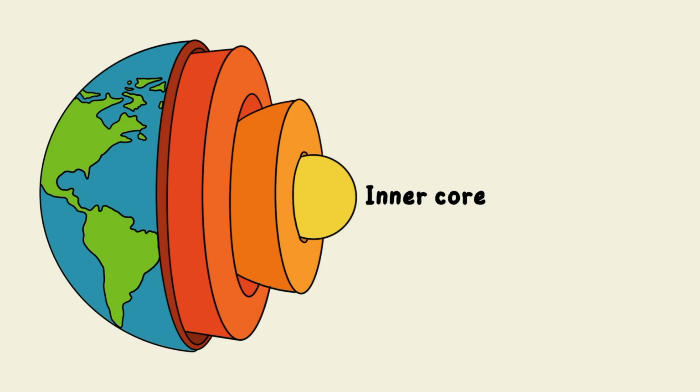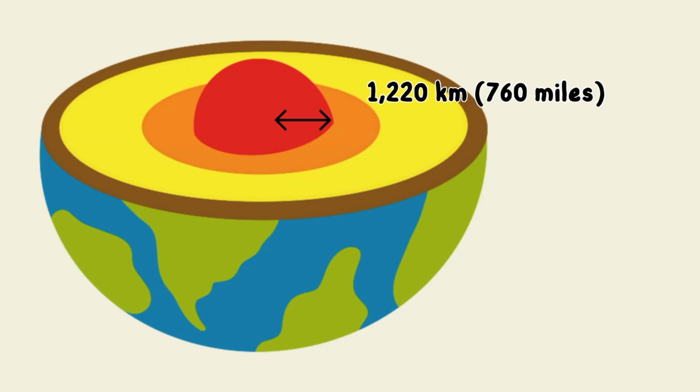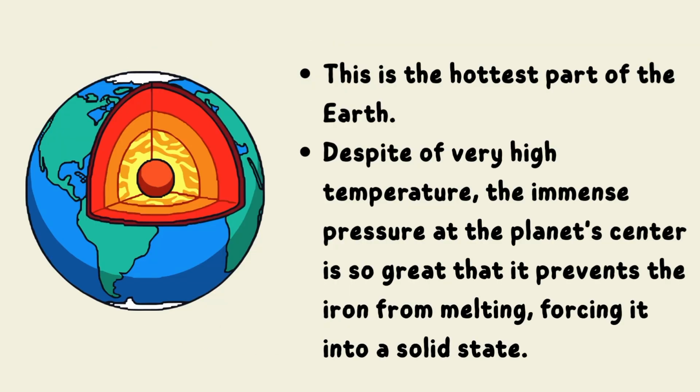Next is the inner core. The inner core is a solid ball of iron and nickel. The radius of the inner core is approximately 1220 kilometers or 760 miles. The inner core is the hottest part of the Earth. But despite this high temperature, the metals inside the inner core are solid in nature. This is because of the immense pressure at the planet's center. It is so great that it prevents the iron from melting, forcing it into a solid state.